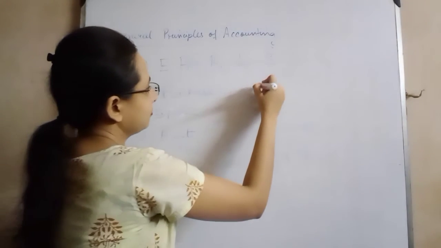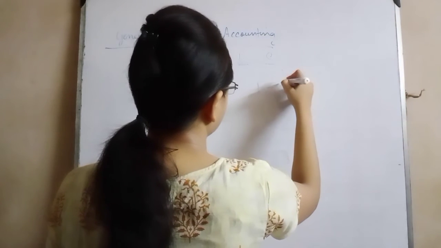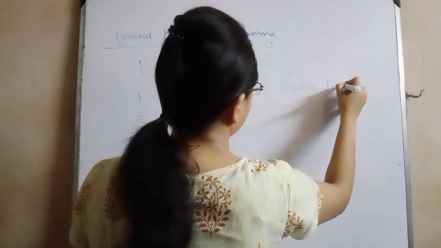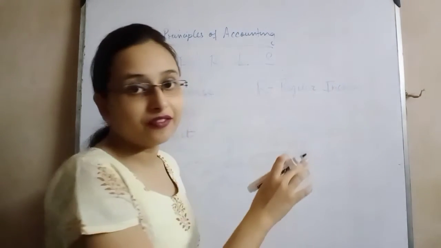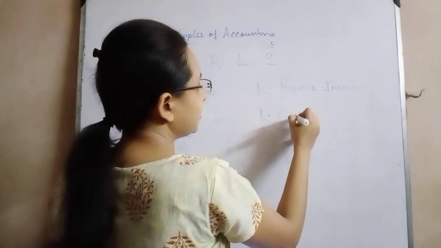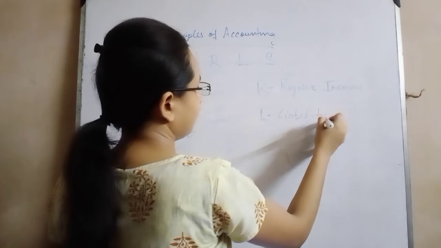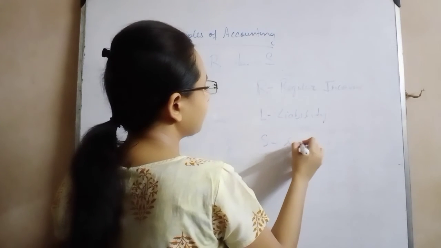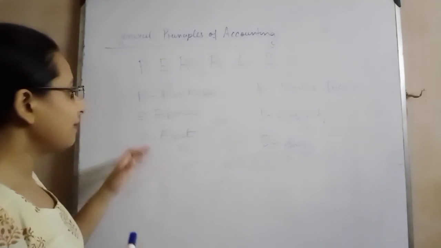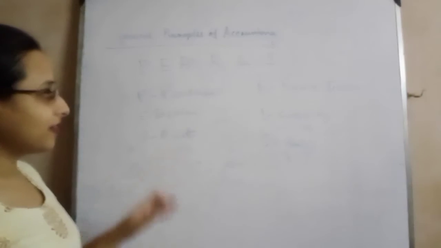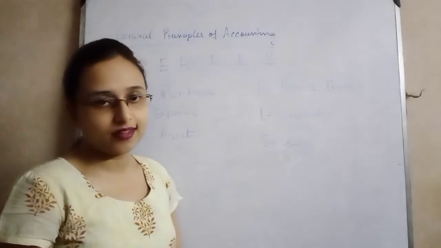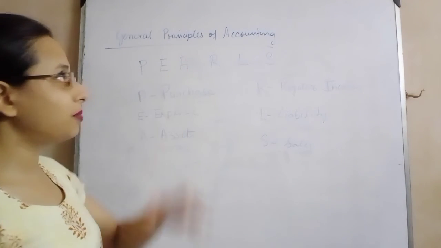Coming to R. R will stand for regular income. L will stand for liability. And S will stand for sales. P for purchase, E for expenses, A for asset, R for regular income, L for liability, S for sales. These are the full forms of pearls.